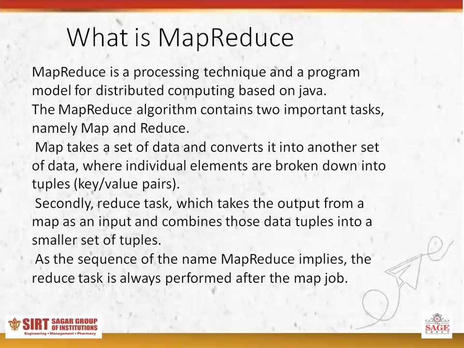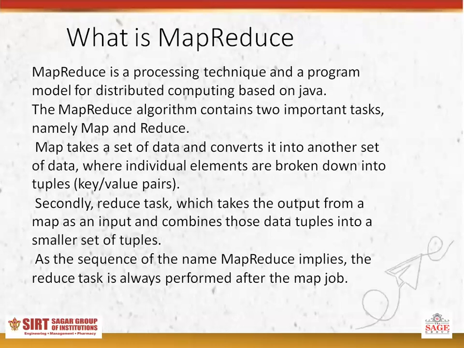Next, what is MapReduce? MapReduce is a processing technique and a program model. It is used for distributed computing and it is based on Java. The MapReduce algorithm contains two parts, map and reduce. Map takes a set of data and converts it into another type of data where every element is broken down into tuples, and those tuples consist of key and value pairs.